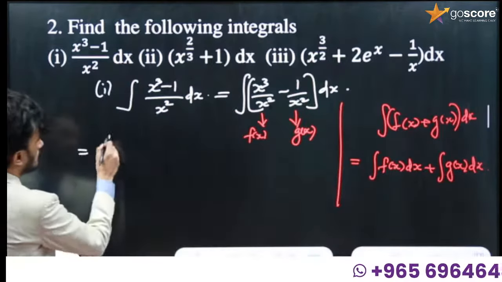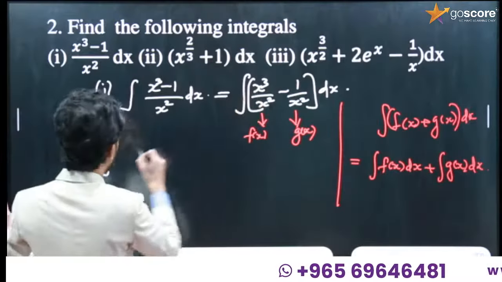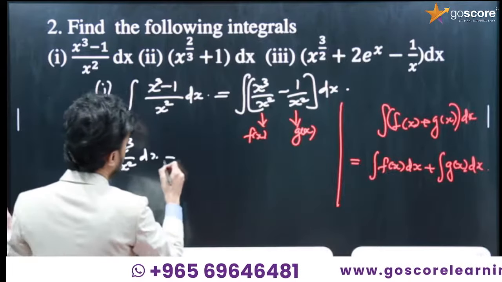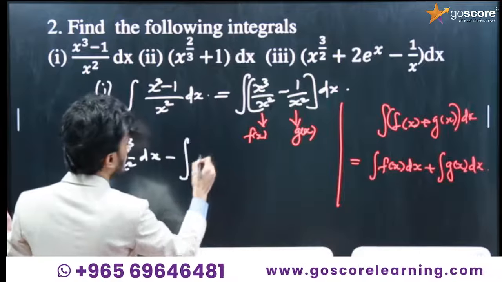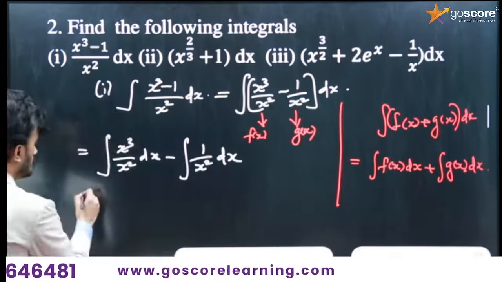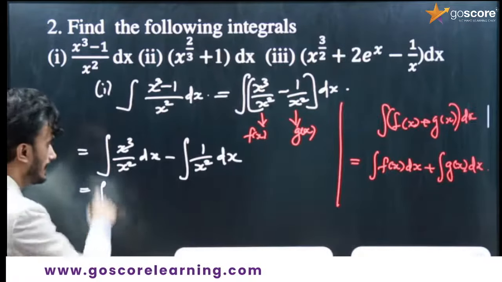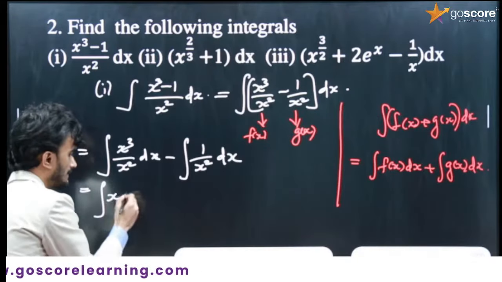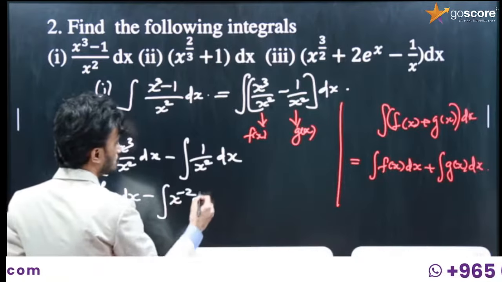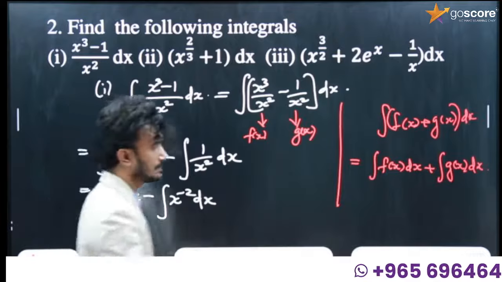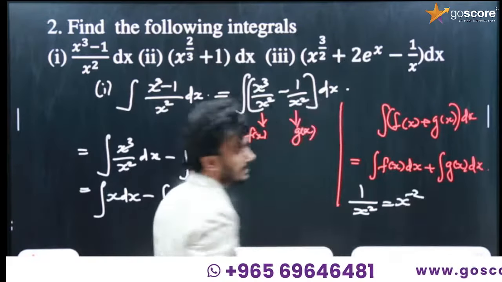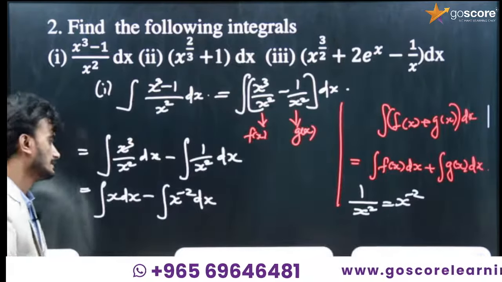So it is equal to integral x cube by x square into dx minus integral 1 by x square dx. So it is equal to again x cube by x square, it is x dx minus integral x raised to minus 2 dx. What is 1 by x square? It is equal to x raised to minus 2.